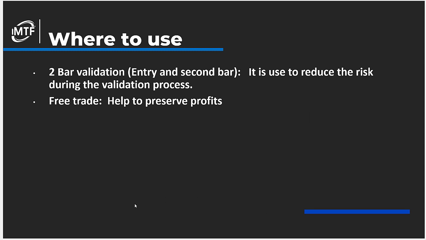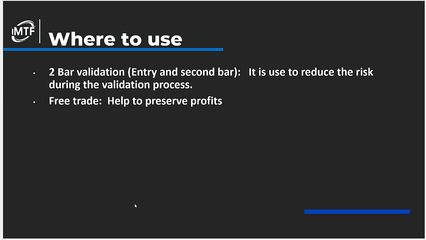Now that we understand the LDD and HDD values and the concepts, let's determine where to use that. If you think about the trading plan, your biggest risk is in the two-bar validation process. Because after the two-bar validation process, your trade is free. There's no more risk. So the best place to use the HDD and LDD is in the two-bar validation, specifically the entry bar and the second bar.